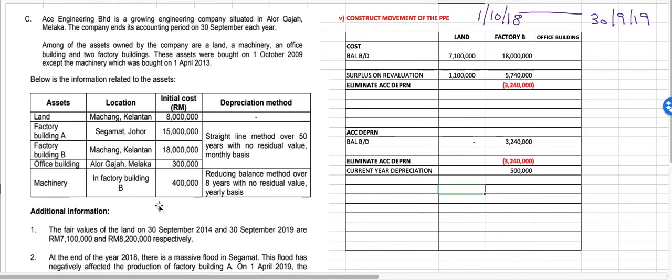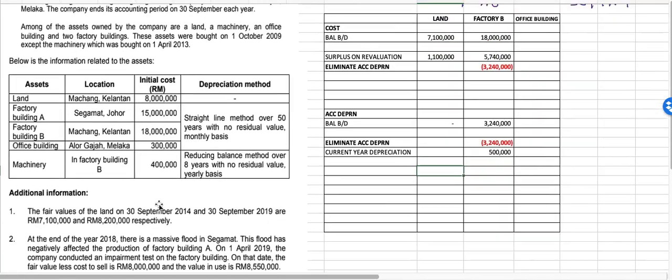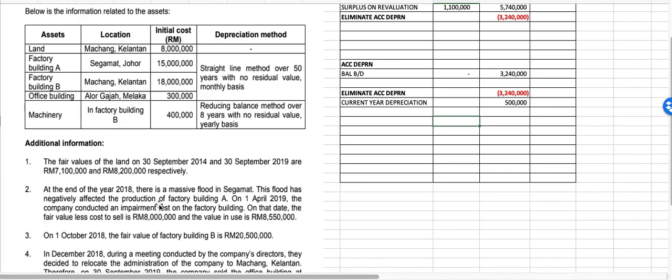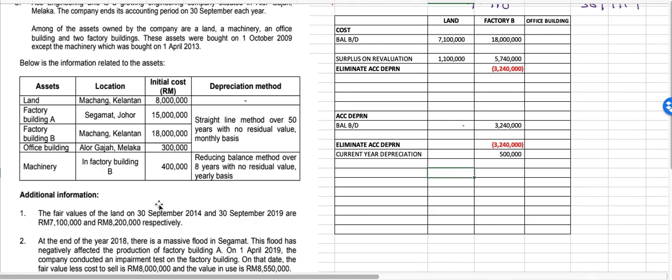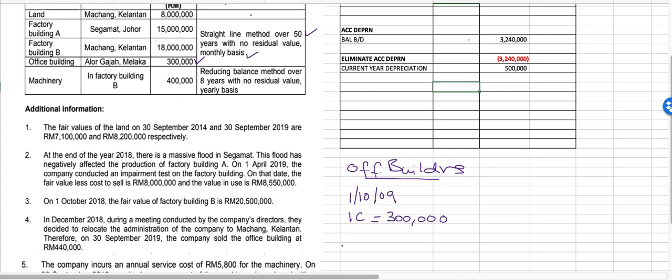For the office building, we have not read its information yet. Now, what happened to the office building? The office building was purchased on 1st October 2009. So let me draw the timeline first. It is very important to draw the timeline. Office building. You bought it on 1st October year 9 at the initial cost of 300,000. So how do you depreciate? 50 years on a monthly basis. So the useful life is 50 years, using a monthly basis.